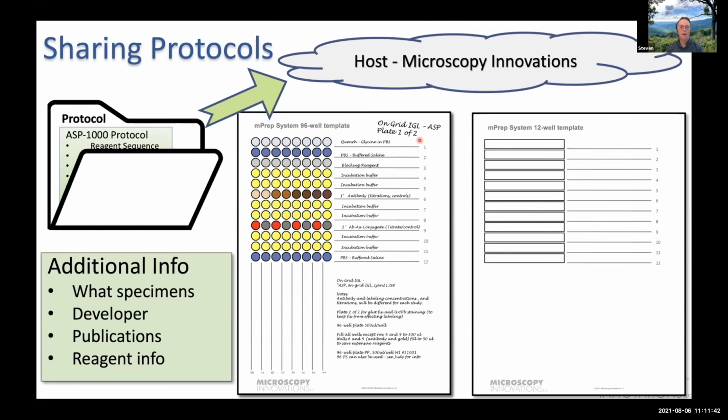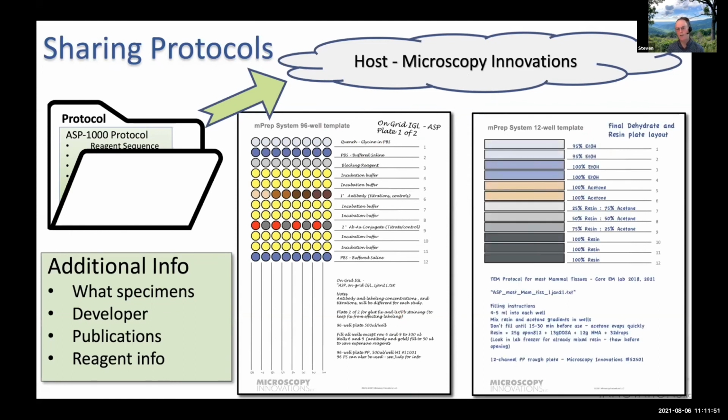In this case, an on-grid immunogold labeling protocol with titrations and controls all filled out and additional notes. And this particular one is a plate layout for final dehydration and resin infiltration, where all the specimens receive exactly the same reagent sequences. And to use these, once these are filled out, it's a simple matter of placing a plate on top of the template and using this as a color-coded guide for the filling to make this job as easy as possible. And again, you can provide whatever notes you desire here.